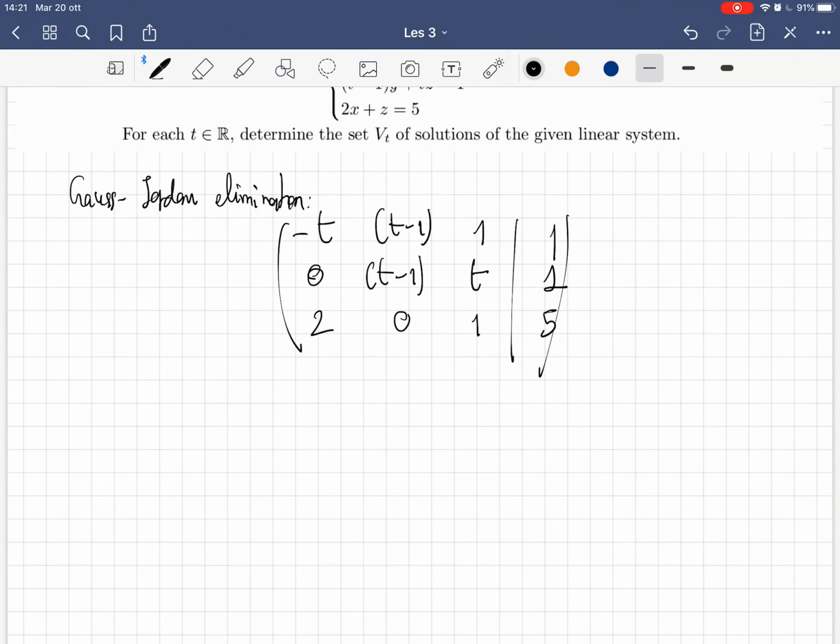So we know that there are moves which are allowed, and for example, what I can do first is to exchange these rows.